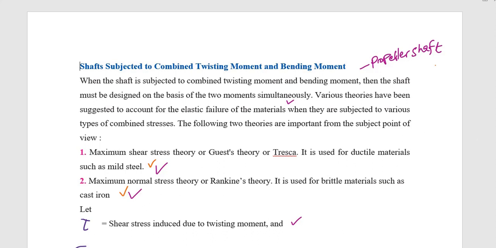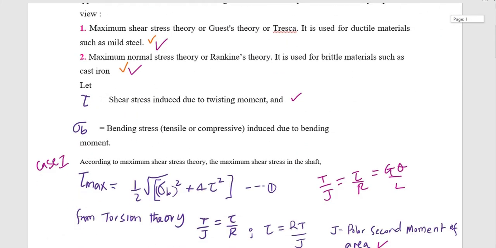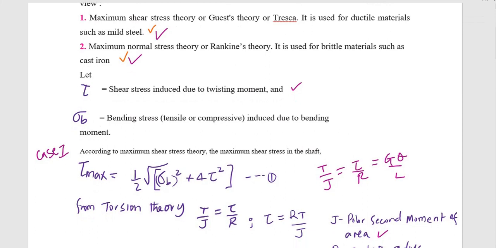Now in this analysis, we are going to let tau be the shear stress induced due to the twisting moment, which we can always say is torque T. Then sigma b is the bending stress, or the stress as a result of the bending moment, which could be tensile or compressive, and is always due to bending subjected to that particular part or component.